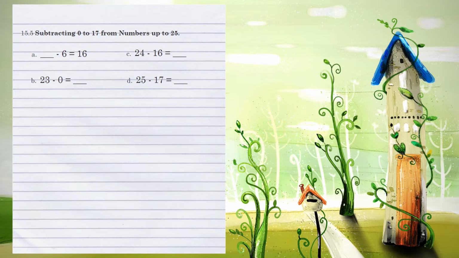Unit 15.5, subtracting 0 to 17 from numbers up to 25. Example A. What number did we have to subtract 6 from to equal 16? Let's just work backwards here. 16 plus 6. So again, we have 6 plus 6 is 12. So we put a 2 down, carry the 1, and 1 plus 1 is 2. So we started with 22.